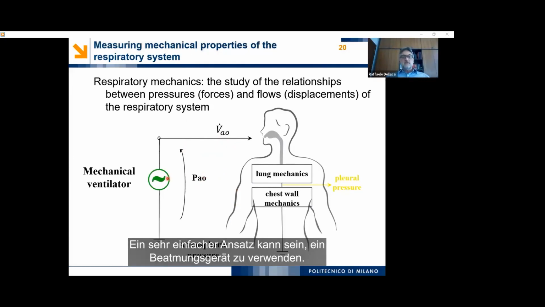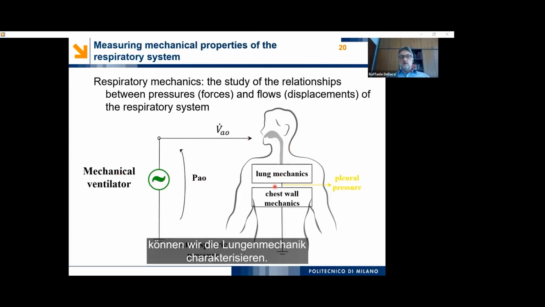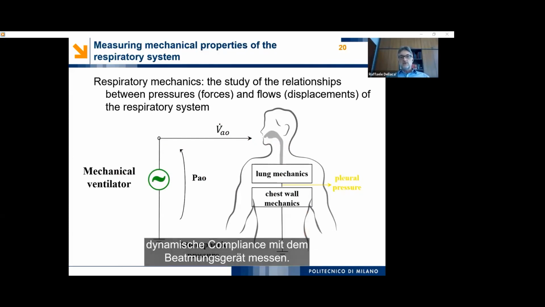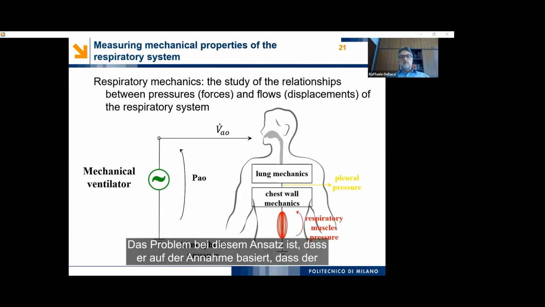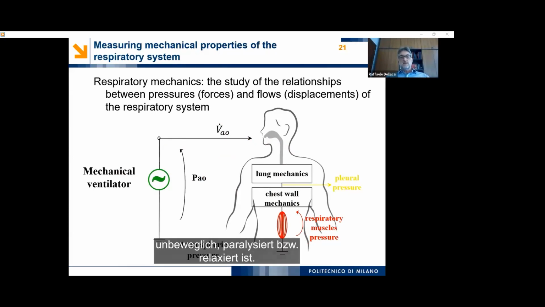A typical and very simple approach can be to use a mechanical ventilator to provide a known pressure. We can also measure flow, and therefore we can characterize lung mechanics. This is what is usually done when we measure the dynamic compliance with the mechanical ventilator. The problem of this approach is that it is based on the hidden assumption that the pressure produced by the ventilator is the only pressure acting on the respiratory system. And this is true only when your patient is deeply sedated and paralyzed.